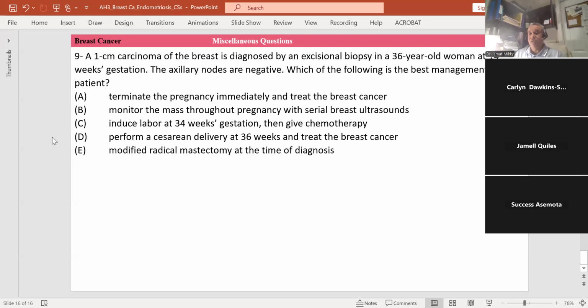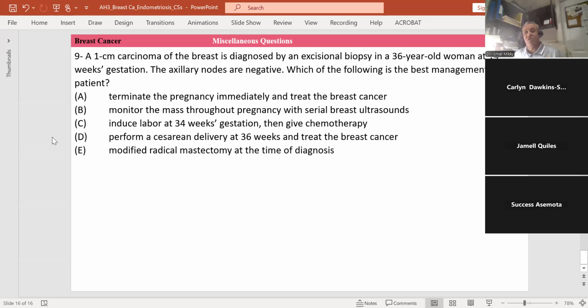And the next question: a 1 centimeter carcinoma of the breast is diagnosed by excisional biopsy in a 36-year-old woman at 15 weeks gestation. Axillary nodes are negative. Which of the following is the best management for this patient? So if the surgeon is going to look at the case and determine the best modality or intervention to be therapeutic and with good prognosis, they will go with modified radical mastectomy at the time of diagnosis.